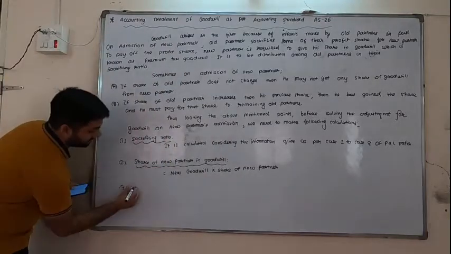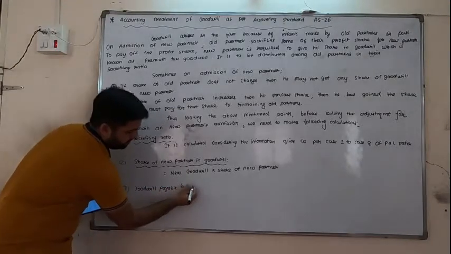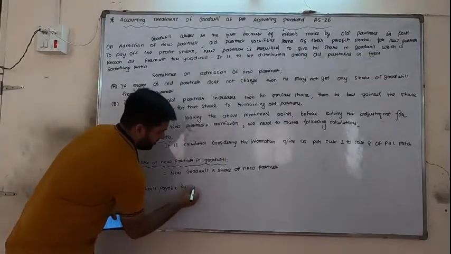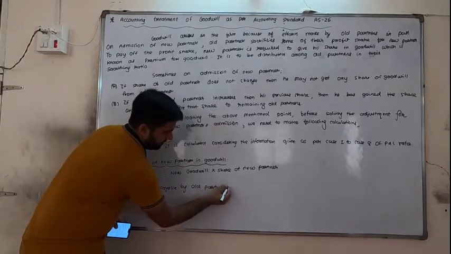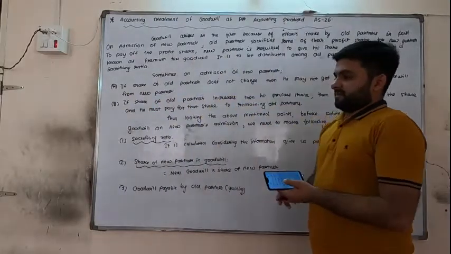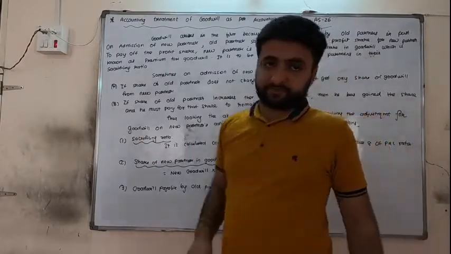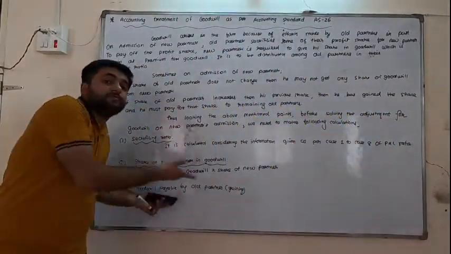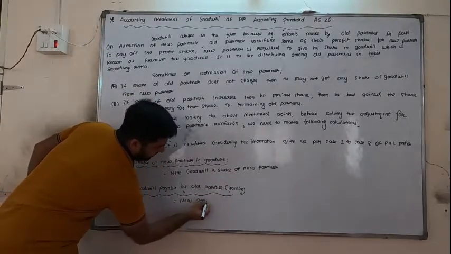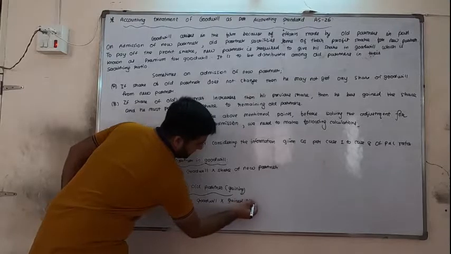The third calculation is optional: goodwill payable by old partner, in bracket we will write gaining. As you know, sometimes instead of sacrifice, an old partner is gaining according to this point. Then he will not receive any goodwill. Instead, he has to pay the goodwill to the other old partners. For that, new goodwill multiplied by gained share.